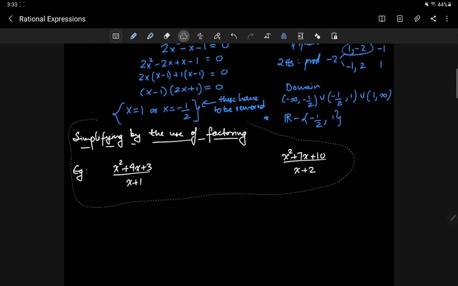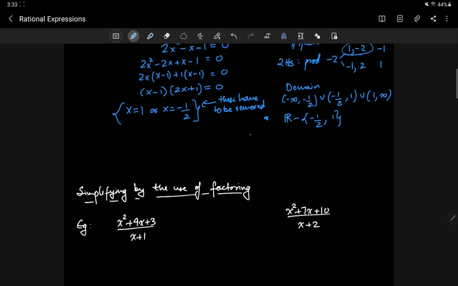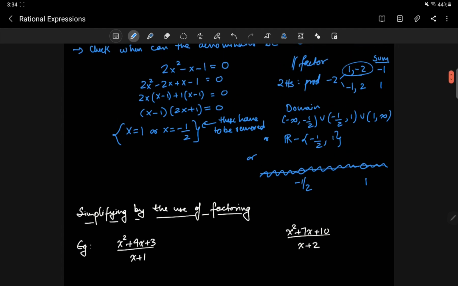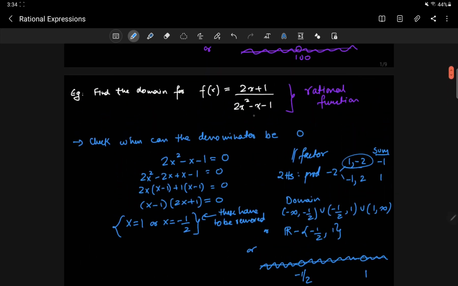Or you can also draw the number line and say this is negative 1/2, this is 1, we remove those, and the input can be anything less than negative half, more than 1, or between negative half and 1. The only values that are not possible are 1 and negative 1/2, because for those values your denominator becomes 0, which is a problem.